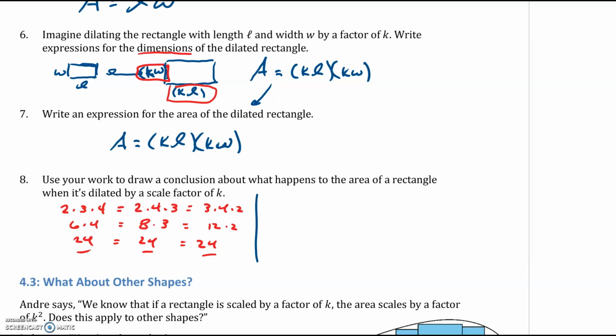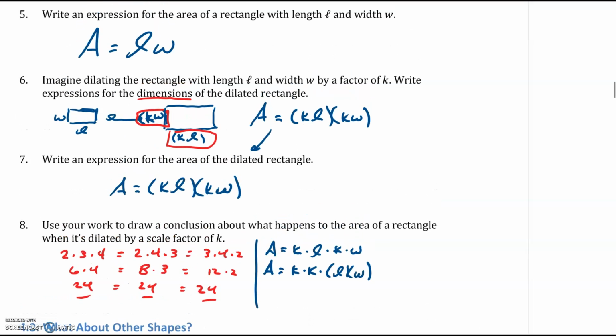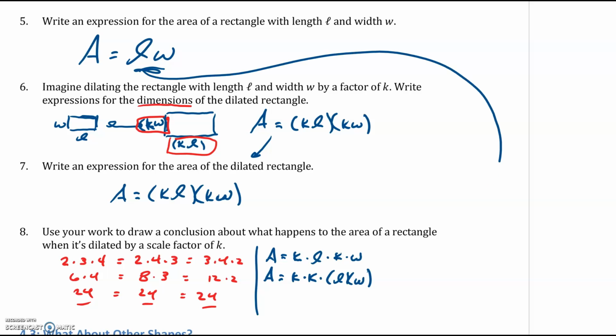So if I take my area, which is just K times the length times K times the width, I can rewrite that as K times K times the length times the width. Now notice I threw those parentheses in there just because I want to remember that the length times the width at the top here is my original area. But now look what I have. I have K times K, which is K squared, times the length times the width.